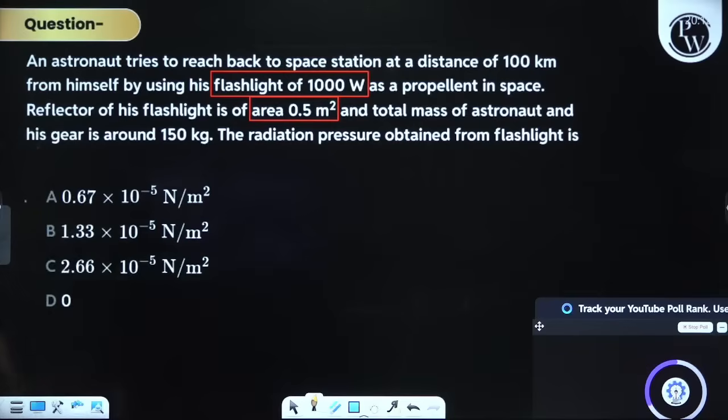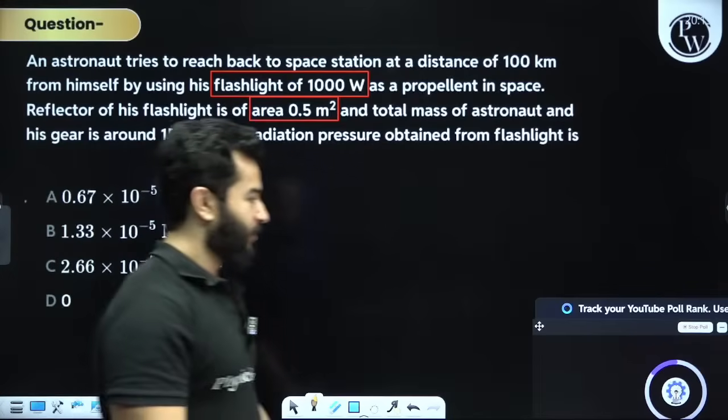Always my blessings are with you. Quickly solve this question and let me know the answer. Come on. Good. Very good.